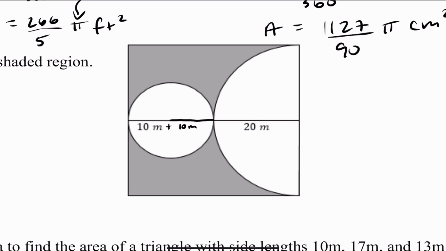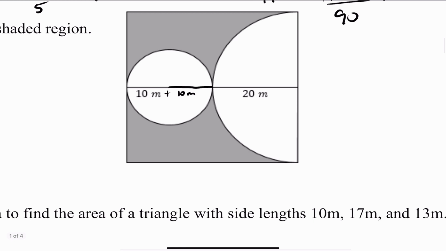And so what can we conclude? We can conclude that this side here is 10 plus 10 plus 20, which is 40 meters. Now we look at this semicircle again. Because the radius is 20 meters, the radius from here to here is also 20 meters, and from here to here is also 20 meters. So 20 plus 20 is also 40 meters. So yes, we can safely assume that this is a square.